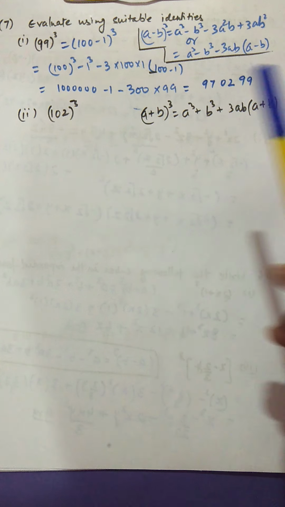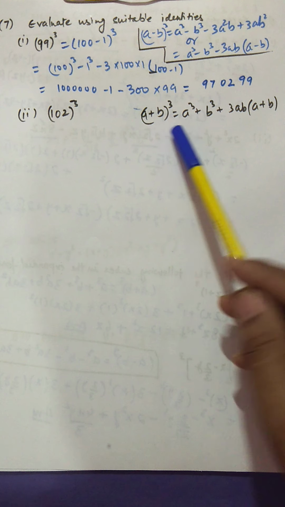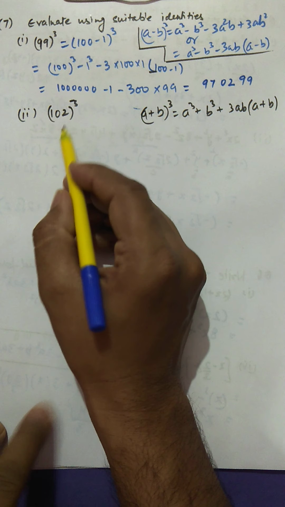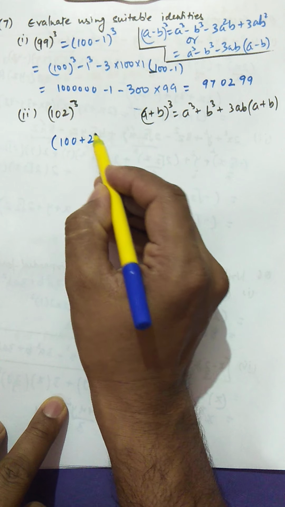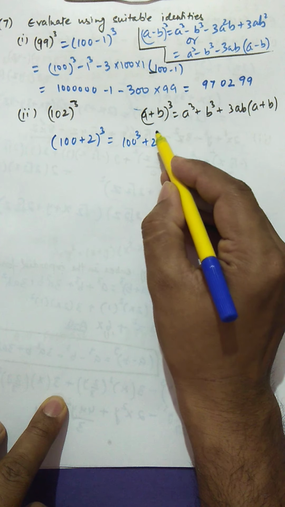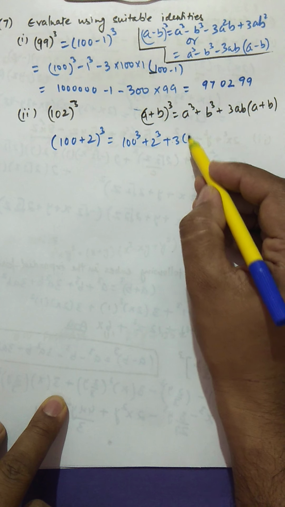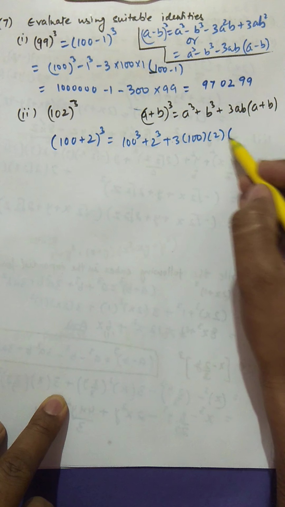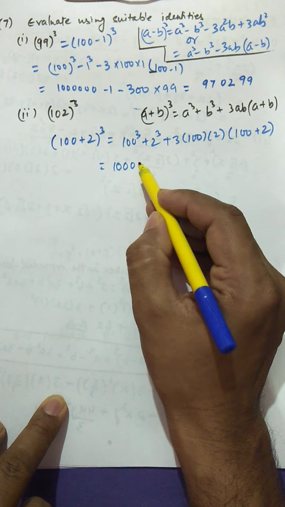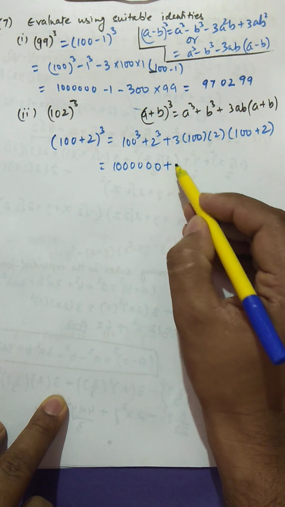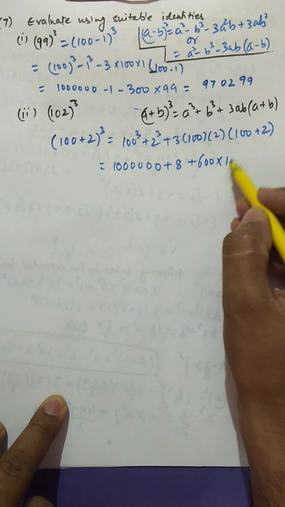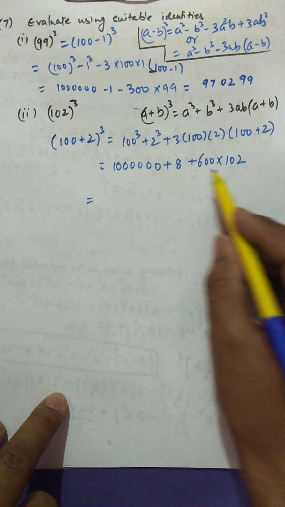For the second part, you can see that identity of a plus b whole cube is a cube plus b cube plus 3ab bracket a plus b. So you can write this 100 plus 2 whole cube, and now you can open this: 100 cube plus 2 cube plus 3 into 100 into 2, and this bracket 100 plus 2. So this will become 1 followed by 6 zeros, and 2 cube is 8. This is 3 times 2 times 100, 600, and this is 102. So we'll now multiply this.